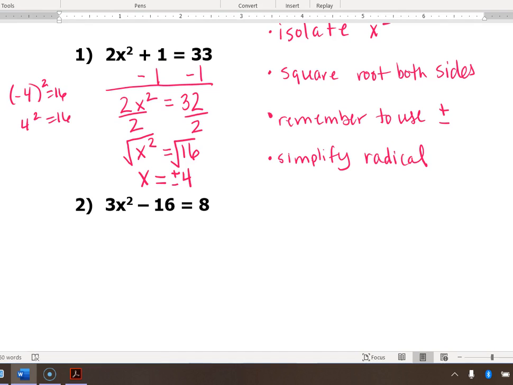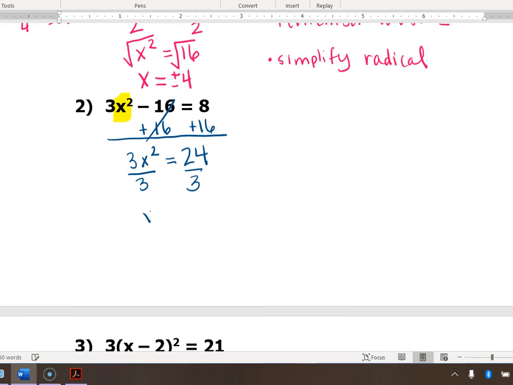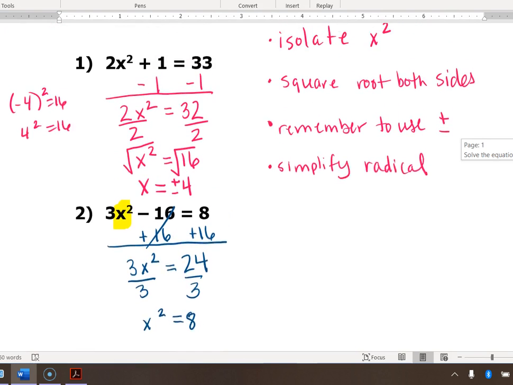All right, so I can see here, here's my x squared variable. I'm going to do everything I can to get that isolated first. So my first step I see is going to be to add 16 to both sides here. So now I have 3x squared is equal to 24. We're going to continue to isolate that x squared, so I'll divide both sides by 3. And at this point now I get that x squared is equal to 8. So we've isolated my variable.